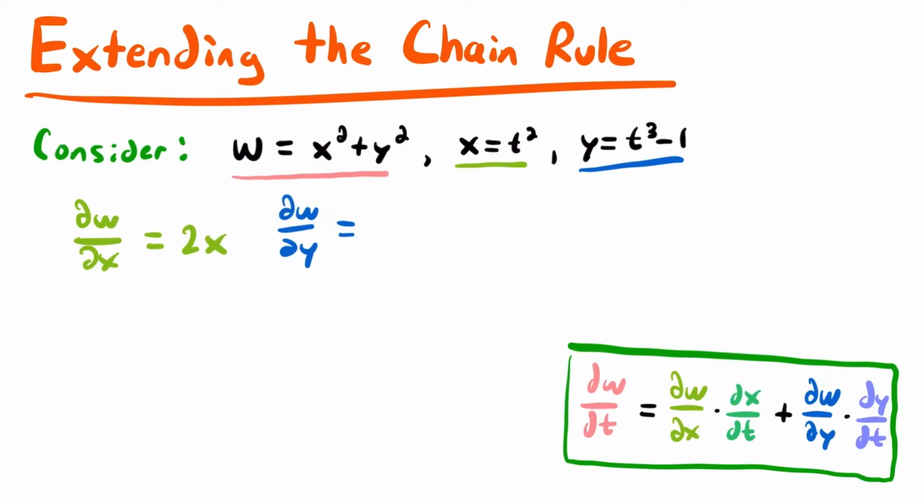In that case, we'll treat x as a constant. So the derivative of x squared is 0, but then the derivative of y squared is 2y. Okay, so that's our two partial derivatives. Now let's find these regular derivatives.